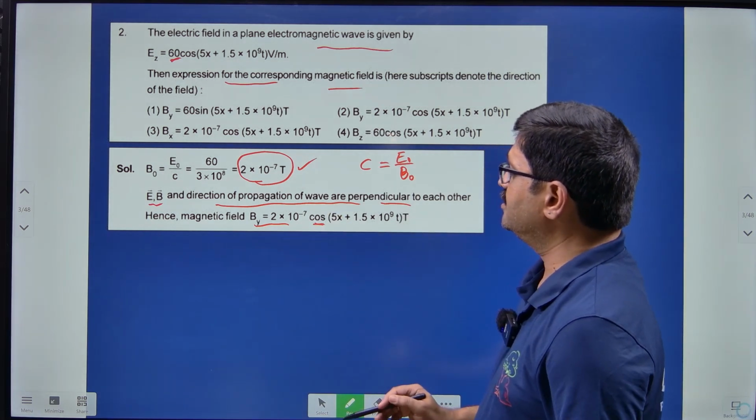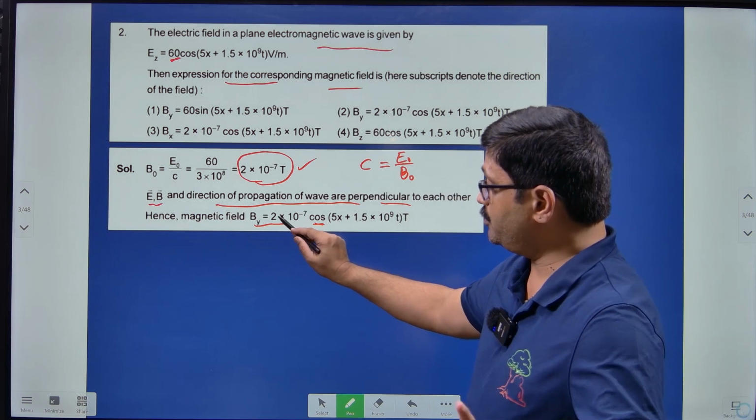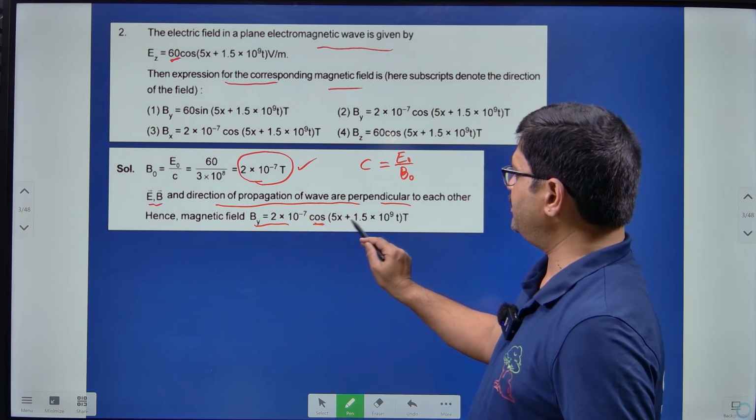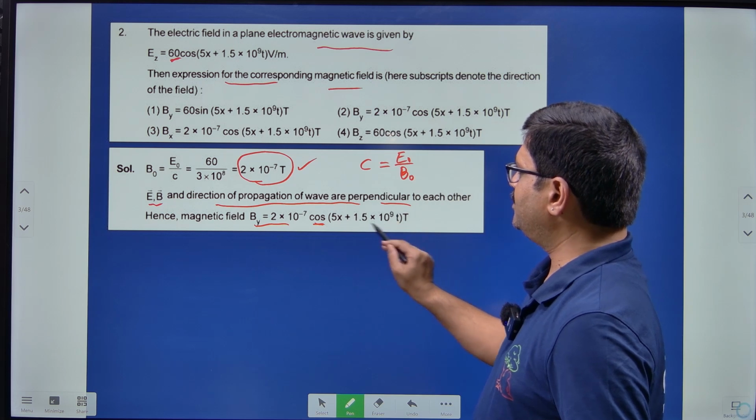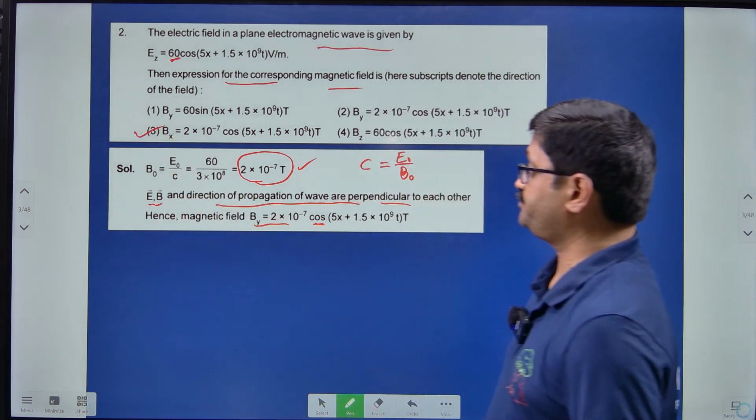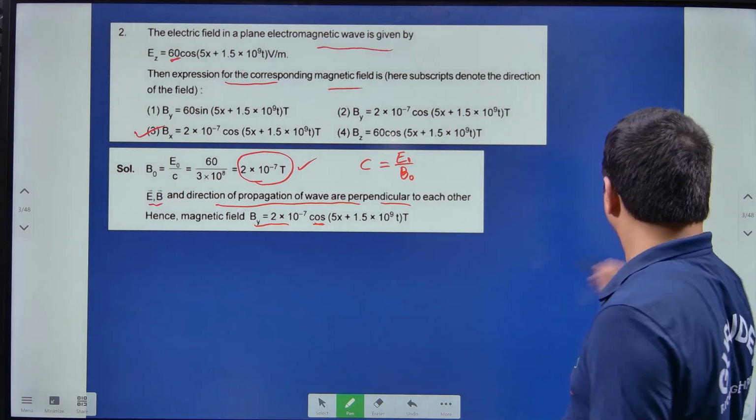So in this case, By should be equal to 2 into 10 to the power minus 7 cos of 5x plus 1.5 into 10 raised to 9 t Tesla. Okay, so this is option 3 here.